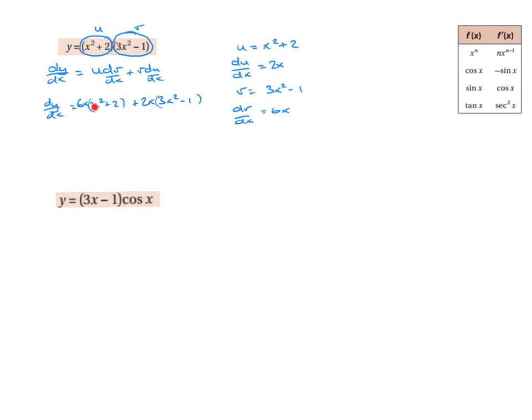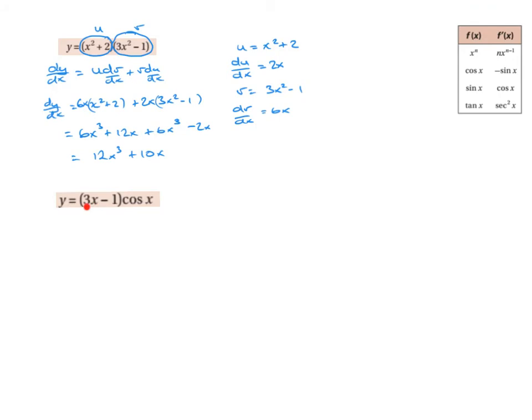And now I can simplify this, I could multiply it out and simplify it, so let's do that. So I'm going to get, in this one, we've got 6x cubed plus 12x plus 6x cubed minus 2x. Collect the x cubes together, we get 12x cubed, and then what we have then is plus 10x, and that there is my dy/dx of this particular function.